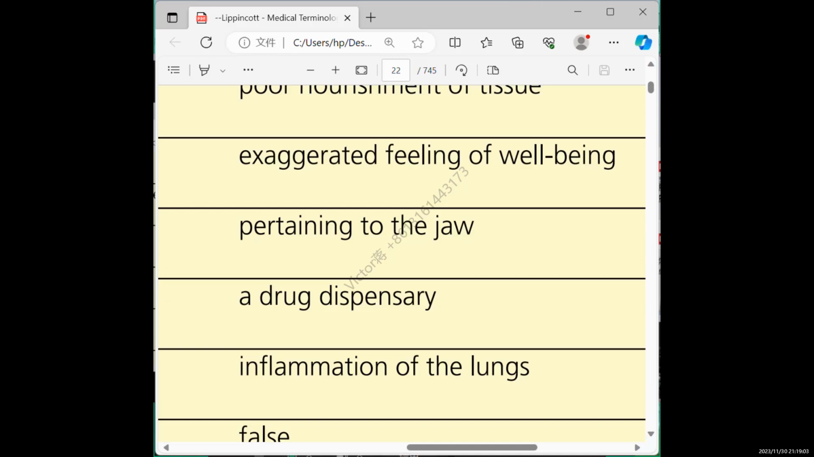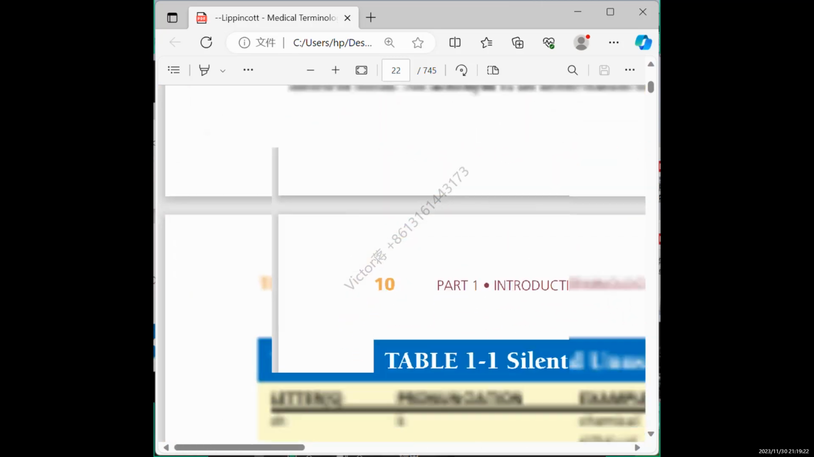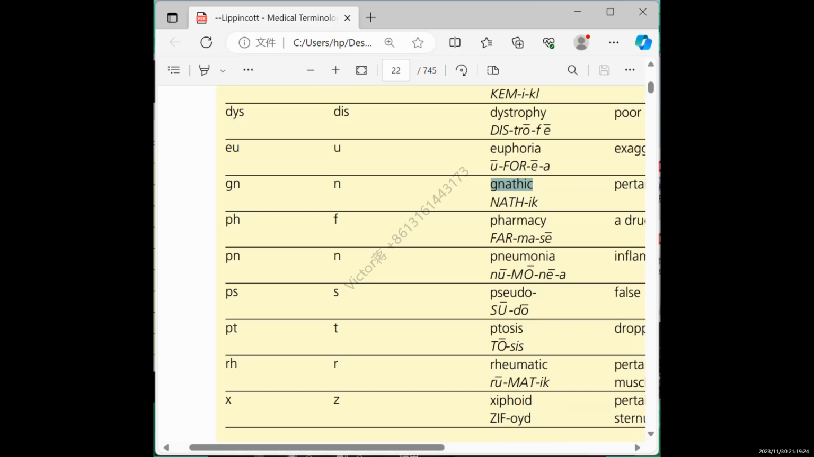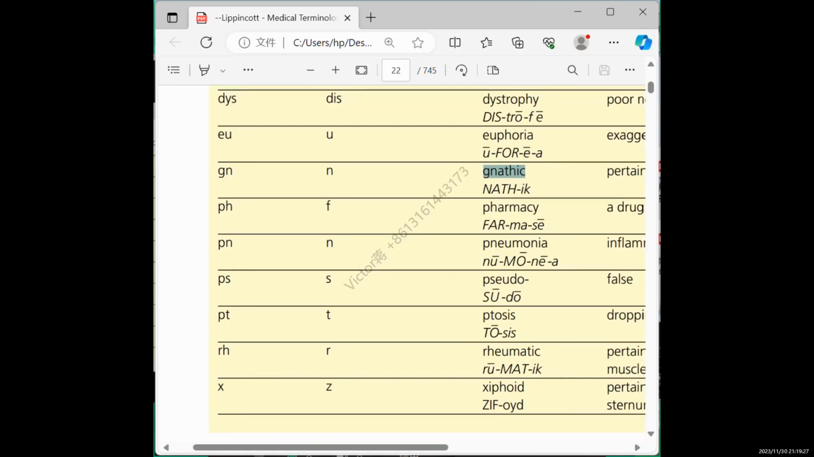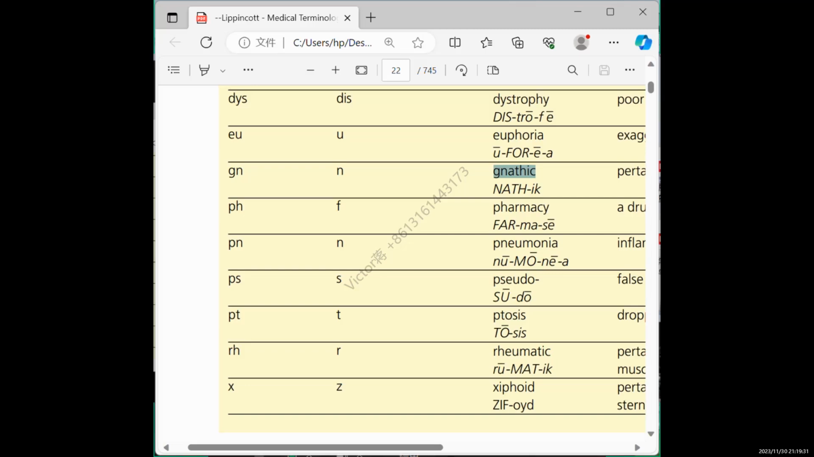Okay, that's part of orthopedics or plastic surgery, as some girls want to change their nose and their maxilla. They have some kind of surgery. Okay, they want to be beautiful, right? Anyway, so this word NATHIC means pertaining to the jaw, and next the PH.